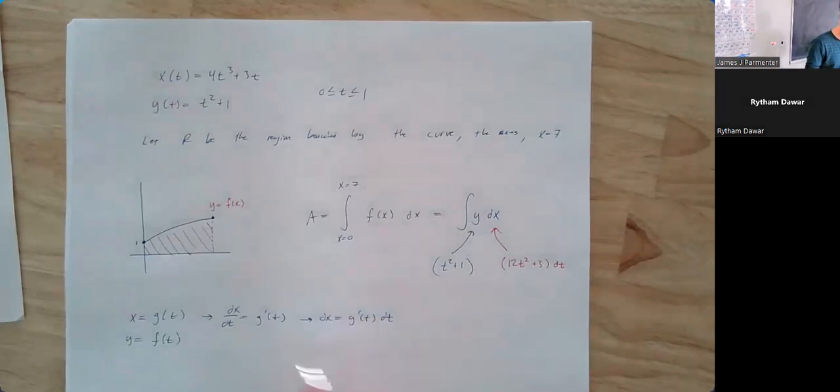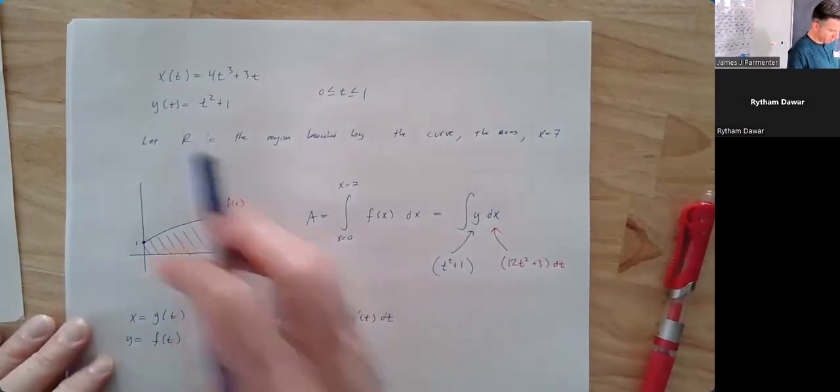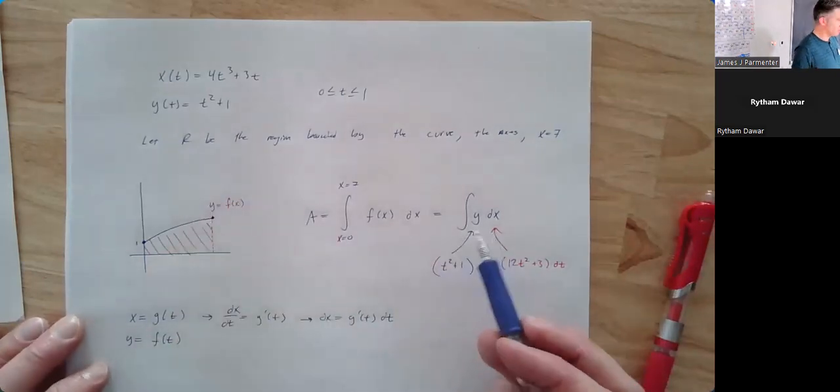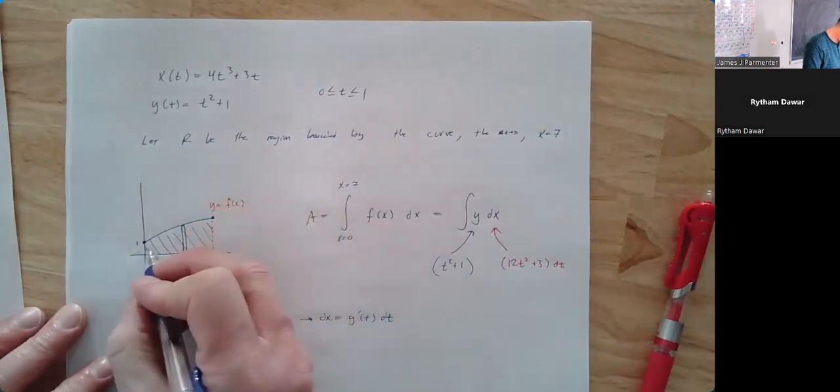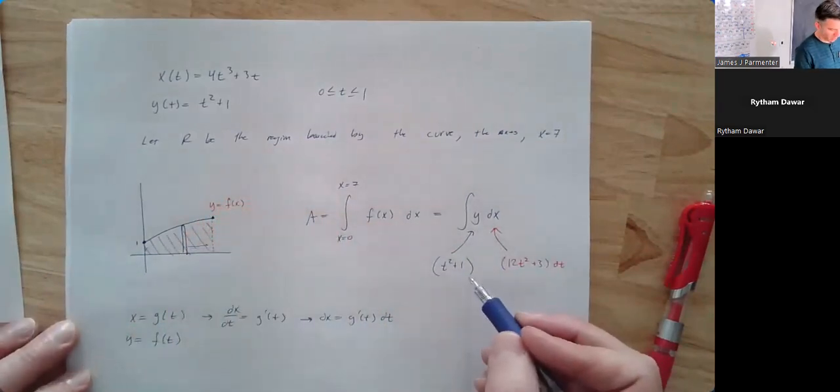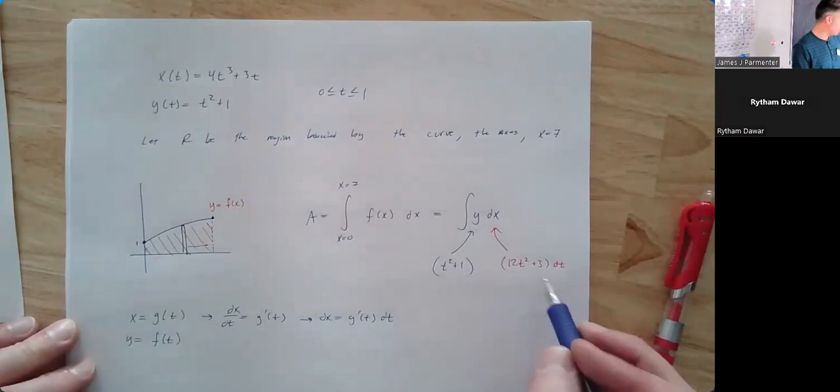I've seen this in the textbook before where they do this kind of thing. In my opinion, that's not super helpful. To be perfectly honest, I think it's easier to just put in what y is. So if you're integrating y dx, which is what we typically do, we're going this way, adding up these rectangles. Put in y equal to the y function, and dx is literally just your derivative times dt.